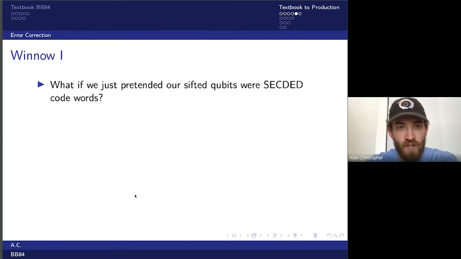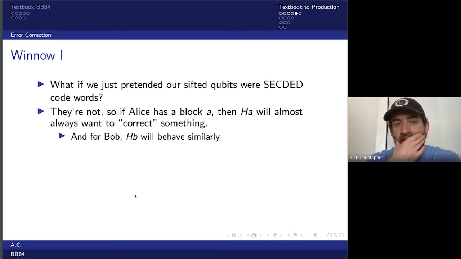Alrighty, so here is going to be the Winnow protocol for error correction with BB84. It's not the only one, but it's the one that we're displaying here. And the idea is to start with, what if we just pretended all of the qubits that we have left after we sift out basis mismatches, what if we just pretend they're SECDED code words? What's going to happen then?